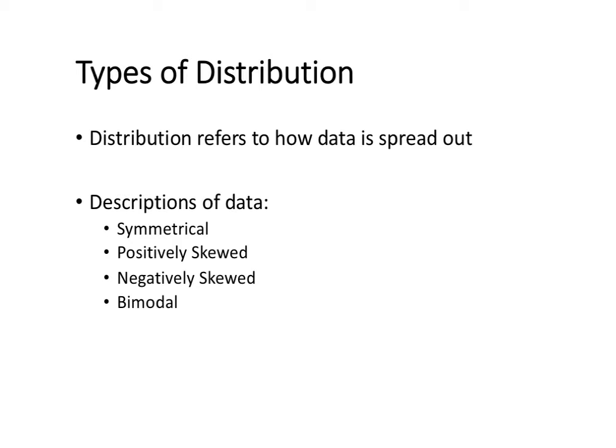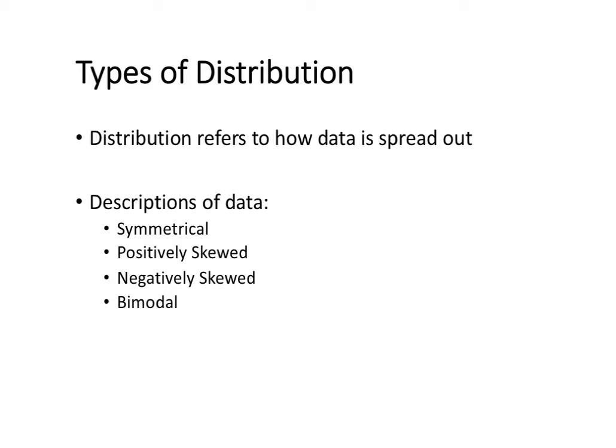In this video, we're going to have a look at the different ways we can describe distributions of data. When we're talking about distribution of data, we're referring to how the data is spread out across the range. Now, there are 4 different descriptions of the way we can describe how data is distributed that we're going to have a look at in this video. They are symmetrical, positively skewed, negatively skewed, and bimodal.